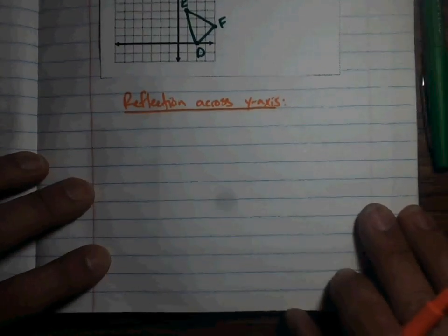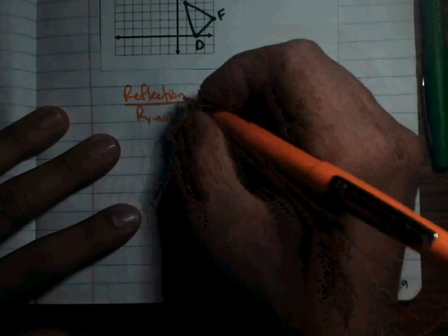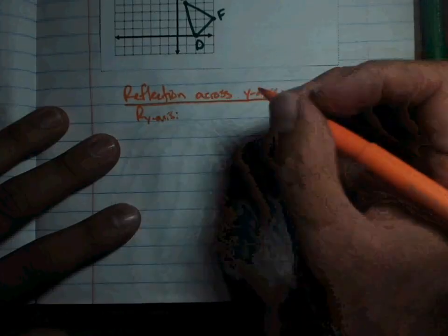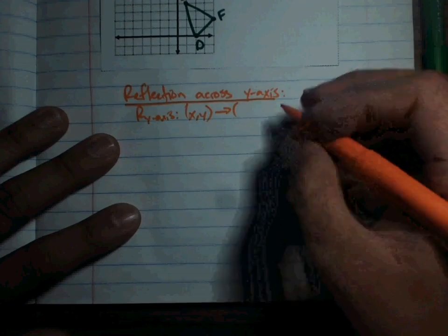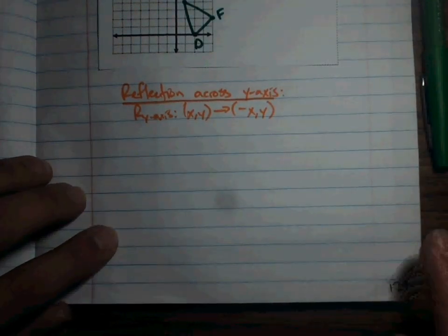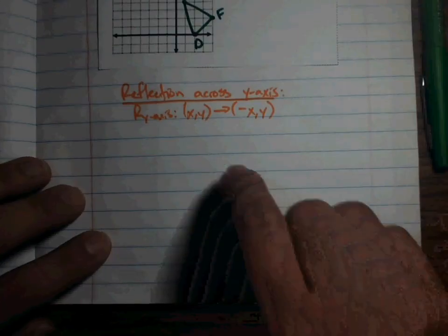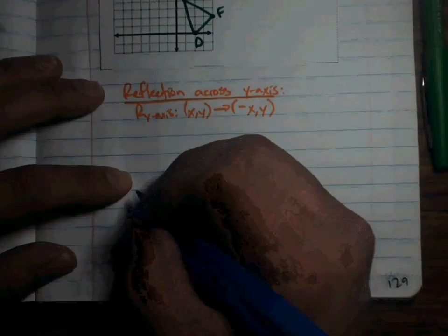Remember the rule for this. If you start off with x, y, reflection across the y-axis changes the sign of x, but keeps that y as it is. We'll skip a few lines, and then we'll do our dilation afterwards.